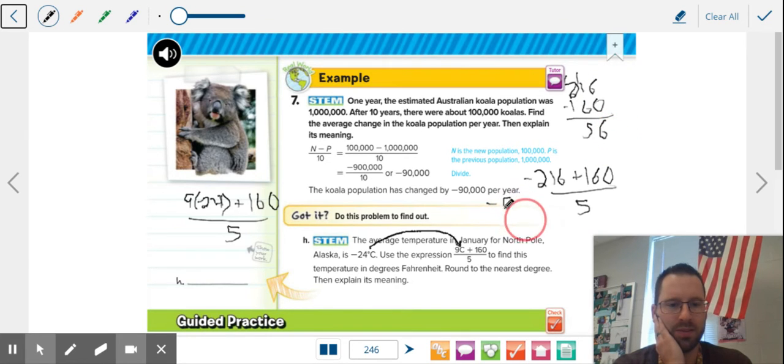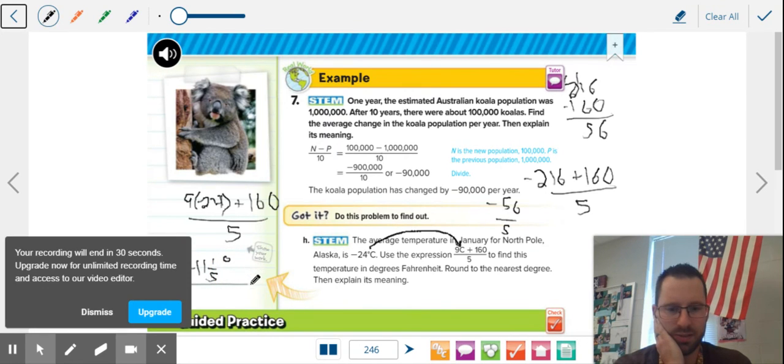So 56 over 5. How many times does 5 go into 56 evenly? It goes in 11 times, with 1 left over. So it's negative 11 and 1/5 degrees Fahrenheit.